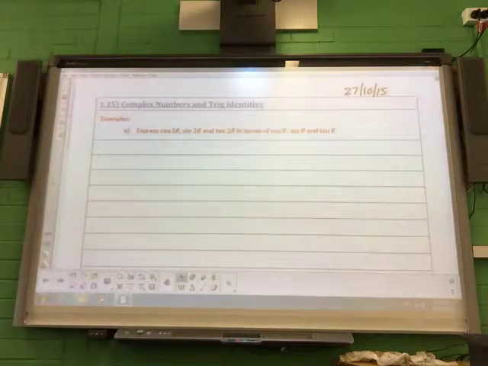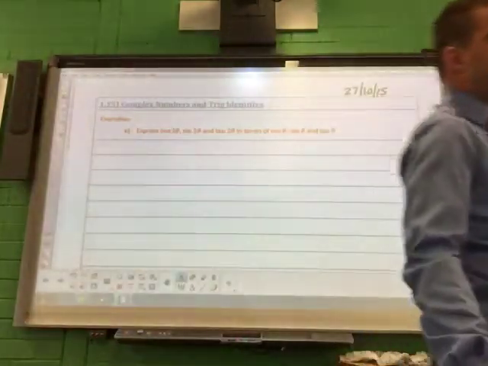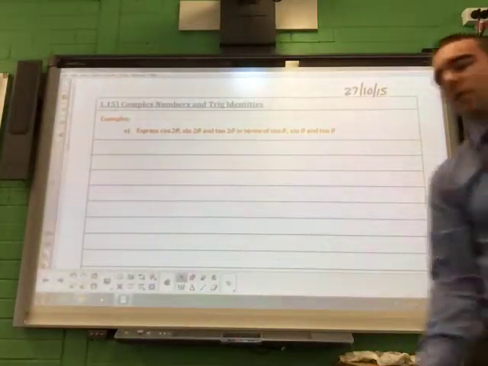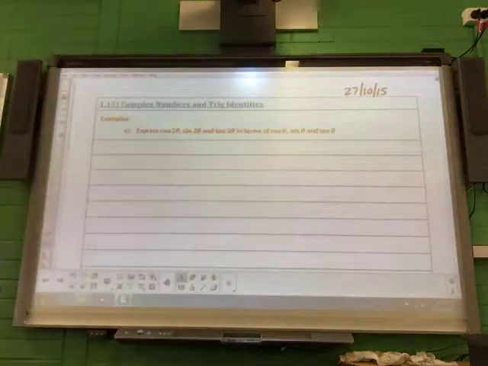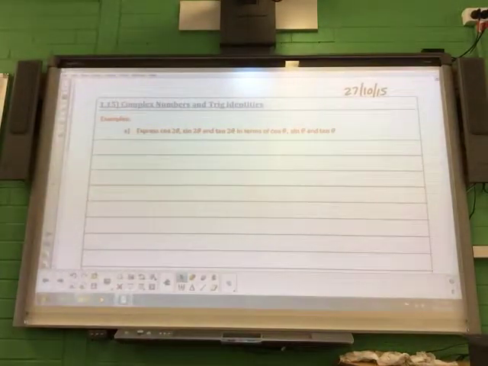Alright, so let's start expressing. What we're going to do is use what we know in complex numbers already and start looking at deriving some trig results, including some you should already know. We want to express cos 2 theta, sin 2 theta and tan 2 theta in terms of cos, sin and tan of theta.